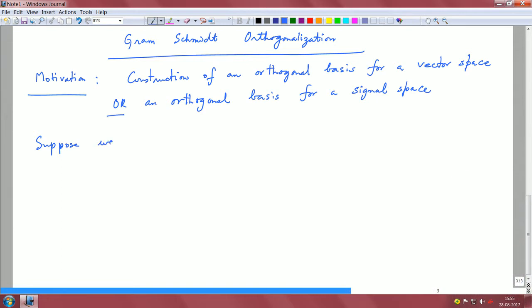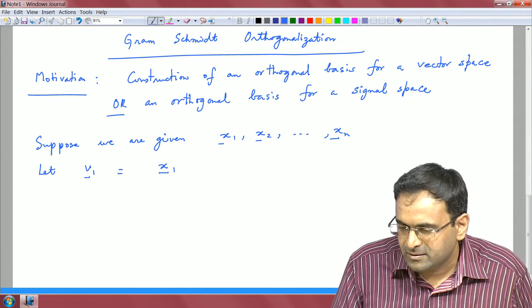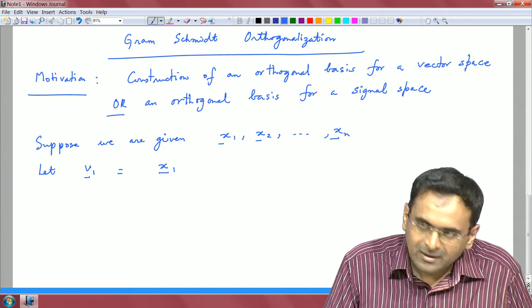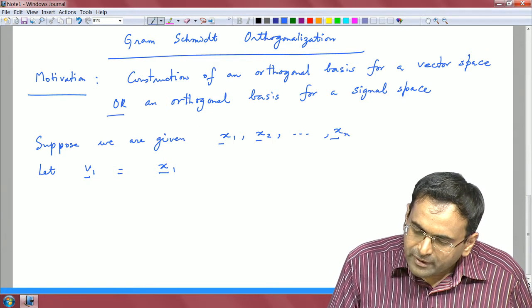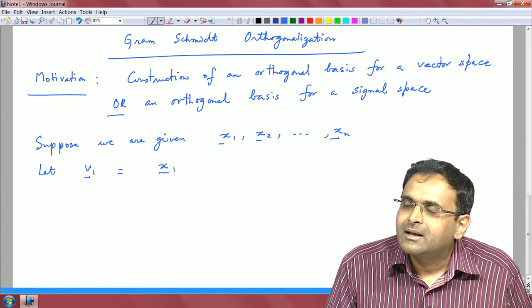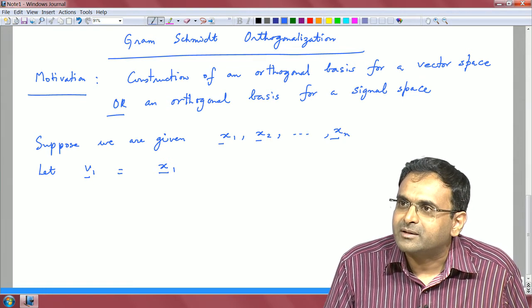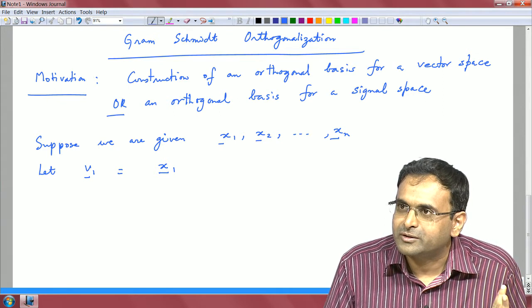So let us suppose we are given vectors x1, x2, dot dot dot, xn. Here is a procedure where we could start towards getting an orthogonal basis for V. Let us start with this vector. Let v1 be x1. I will talk about normalization later on, but let us just think about orthogonality and get this intuition, and then we think about this more rigorously. So v1, this vector, is basically x1. I give you one vector, what is the basis for that vector? Itself, right? There's nothing more. So therefore, I can say v1 is x1.